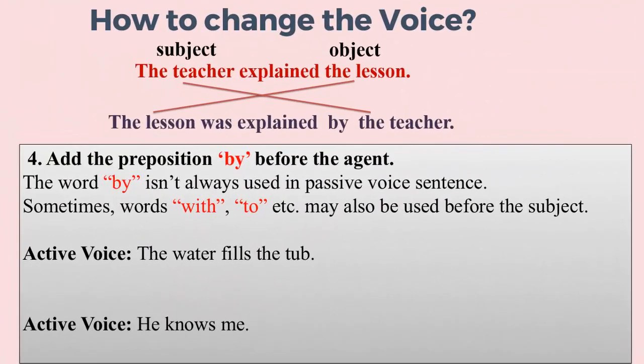Step number 4, add preposition by before the agent. The teacher is the agent over here, and we have added the preposition by before it. Preposition by is used most of the time, but you know there are always some exceptions to the rule. Some other prepositions are also used in certain cases.